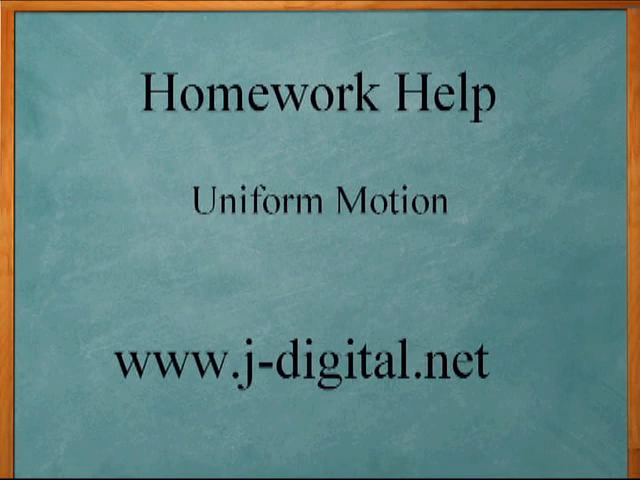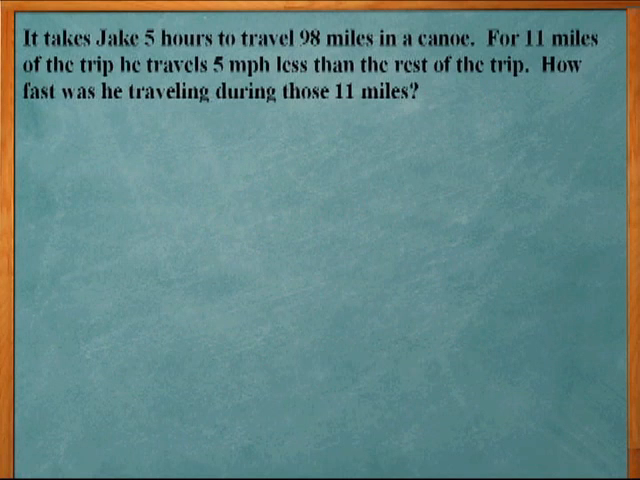This problem is going to deal with uniform motion. It takes Jake 5 hours to travel 98 miles in a canoe. For 11 miles of the trip, he travels 5 miles per hour less than the rest of the trip. How fast was he traveling during those 11 miles?